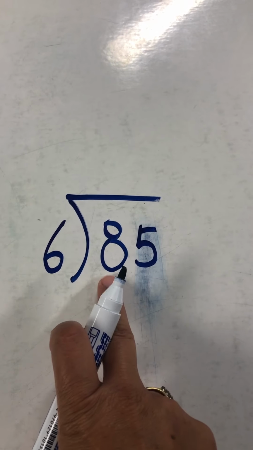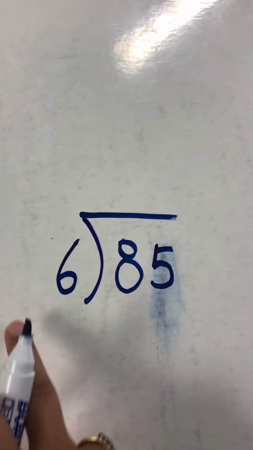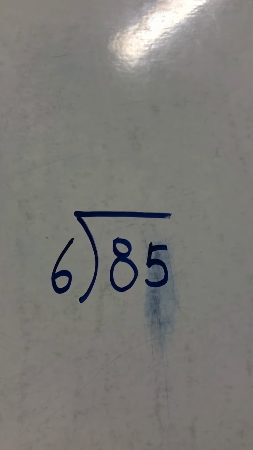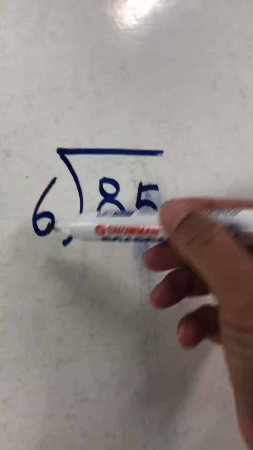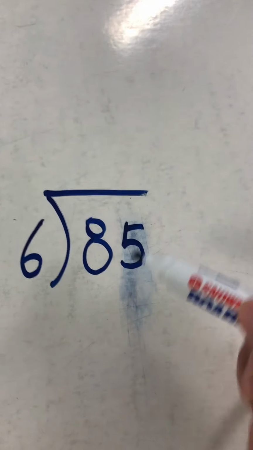and now the 8 is in the tens, we're actually looking at the whole thing as 6 going into 85, but we're going to break it down. So we do the same first step. How many times does 6 go into just 8? And it still goes into 8 only once.